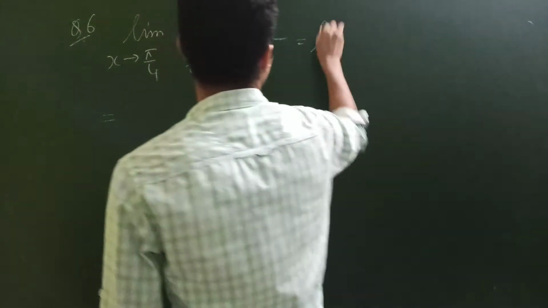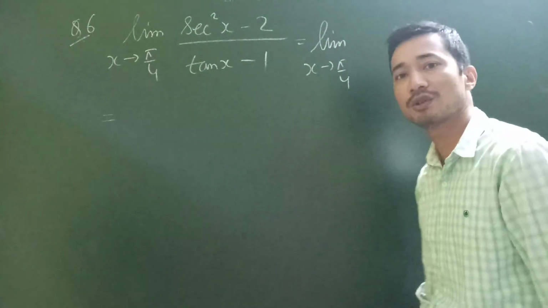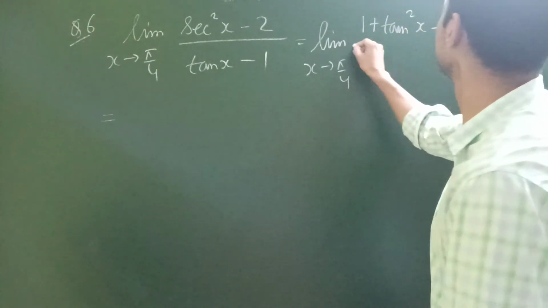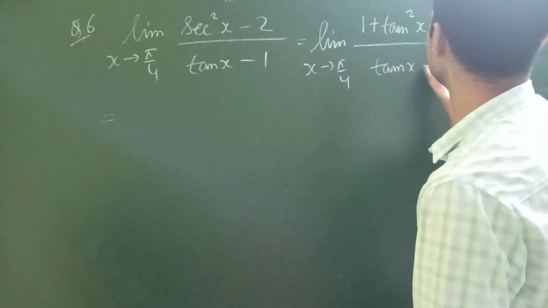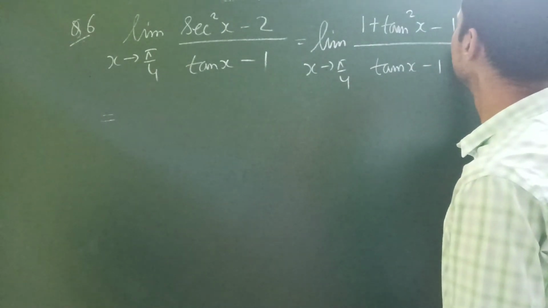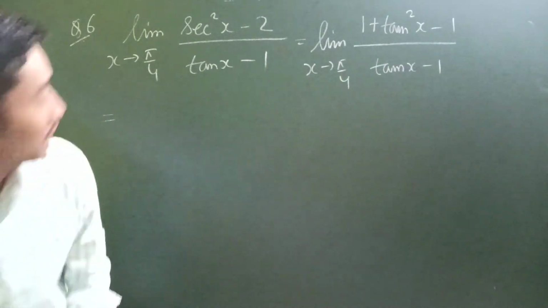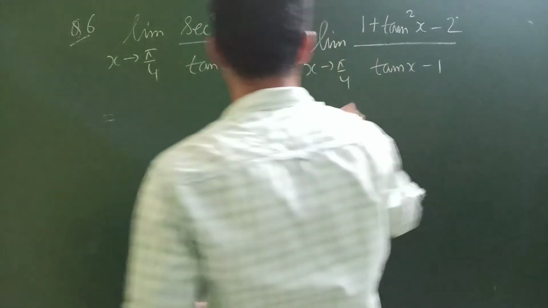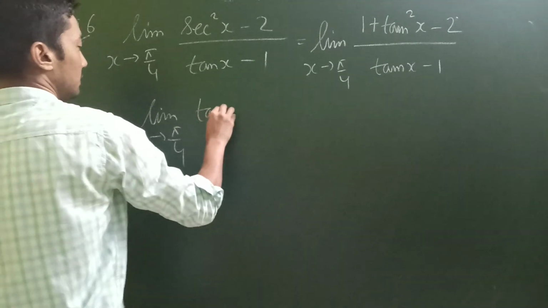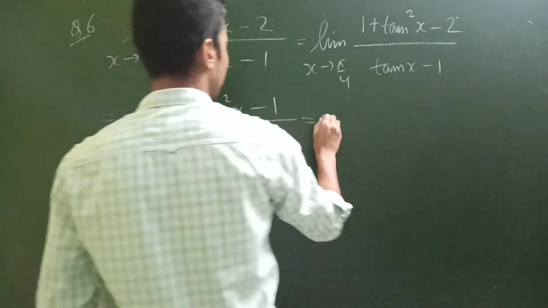So I'll just write here, that is limiting value x tends to pi by 4. Sec square x, from class 10 trigonometry, we know that it is 1 plus tan square x, isn't it? Over tan x minus 1. Sorry, this is 2. Alright, so what do we have next? That is x tends to pi by 4. We will have tan square x minus 1, because 1 minus 2 is minus 1, over tan x minus 1.